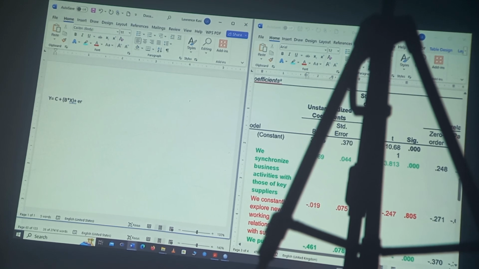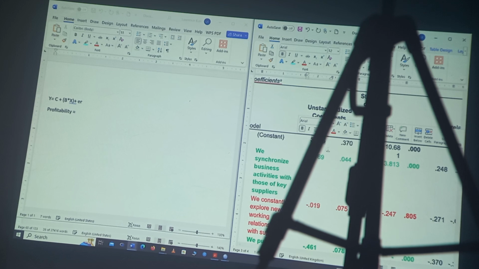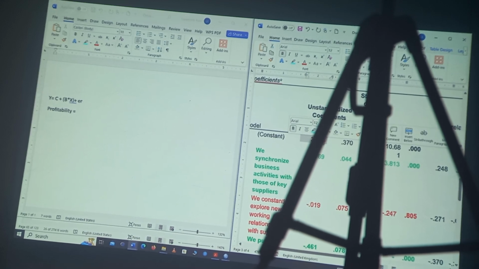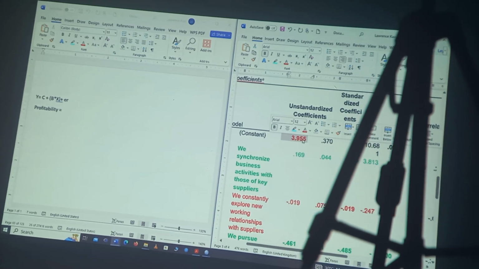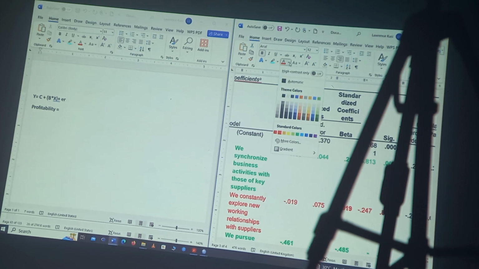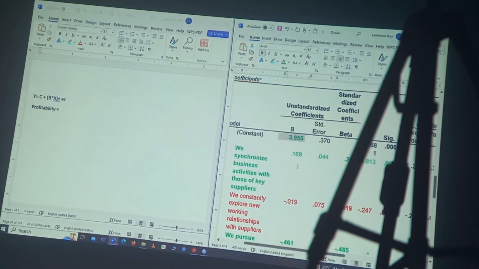What is our Y here? Which is the dependent variable? Your profitability. So profitability is equal to constant. What is the beta for the constant? Have you seen the constant here? It is 3.955. So that is the constant.